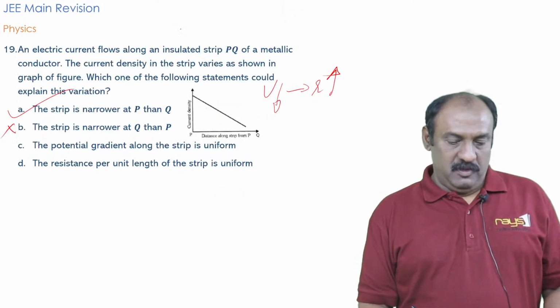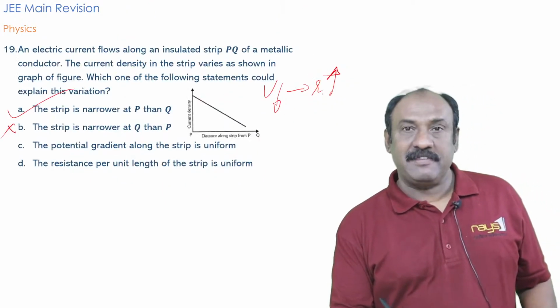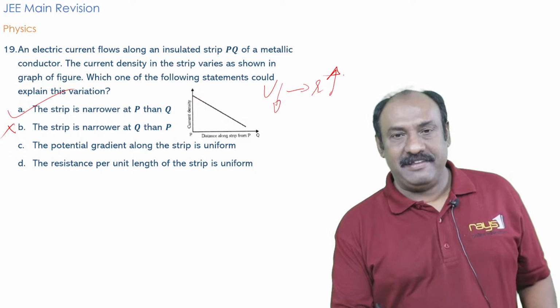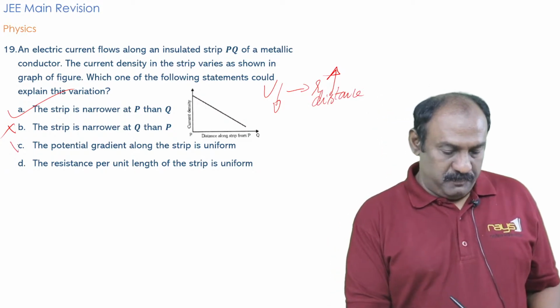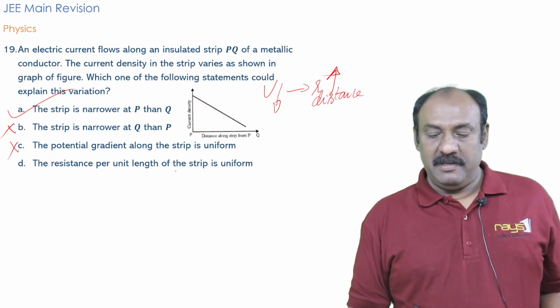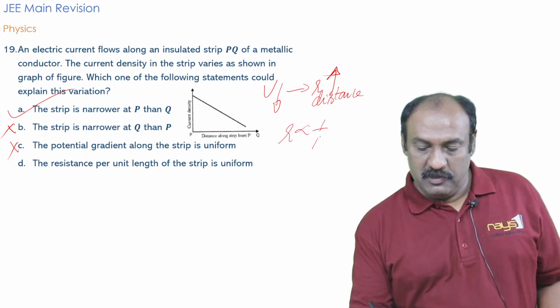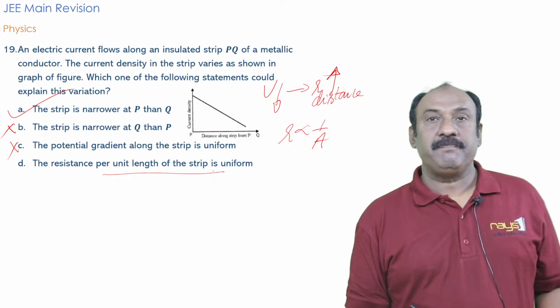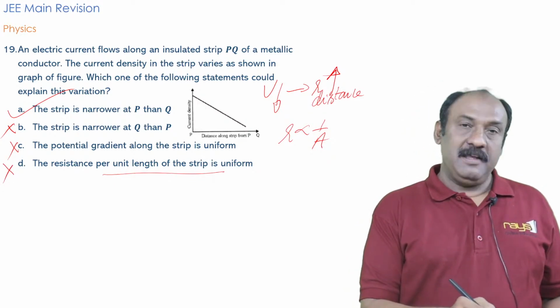So what is potential? Potential difference decreases as radial distance increases, so it is not uniform. Next, the resistance per unit length of the strip is uniform. Here resistance R is inversely proportional to area, so it is not uniform. So out of all these options, option A is correct.